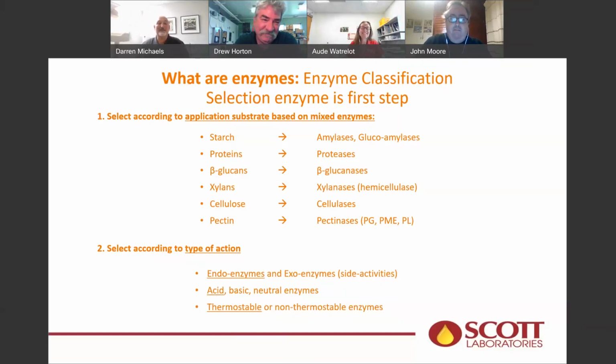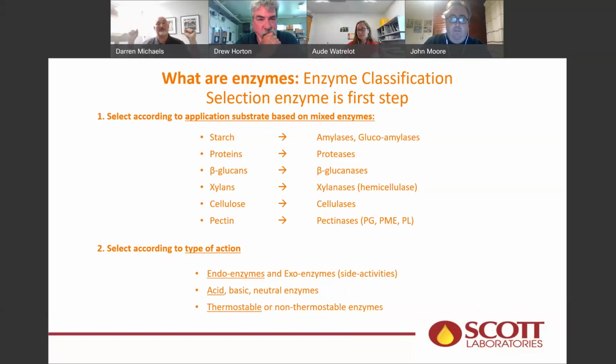So the next thing you might want to do is select your type of action. A lot of enzymes work on the ends of structures, like exoenzymes. Not great for pectinases, because these are large structures you want to break down. So you want a mix of enzymes that work in the middle of the structures and ones that work on the ends.